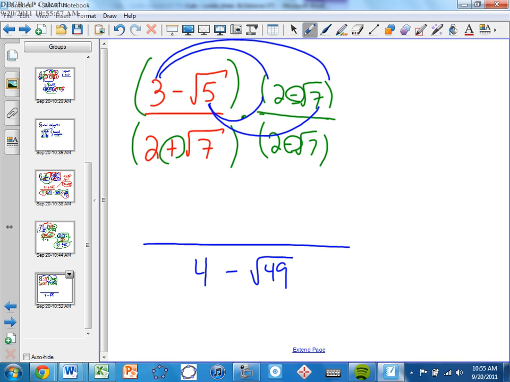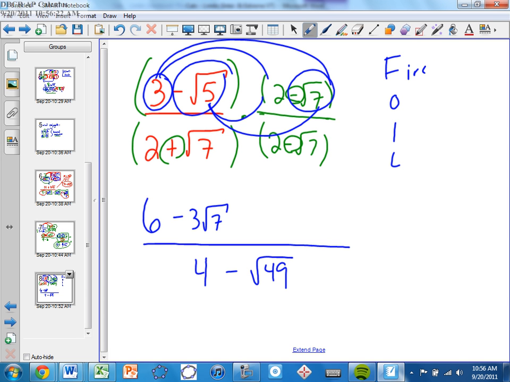So FOIL means that we do the first one. So 3 times 2 gives me 6. Then I do the outer. 3 times negative radical 7 is negative 3 radical 7. Outer simply means this term times this whole term. Inner means I do this one. Would it be radical 5, radical 7? First, outer, inner, last.